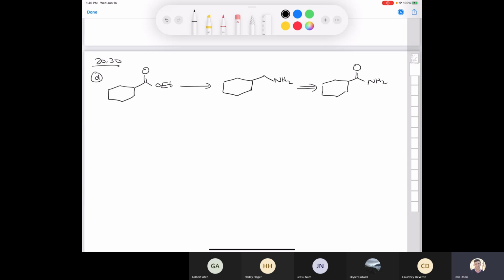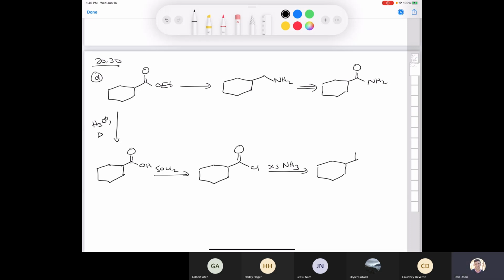So how do we make the primary amide? I say the first thing that we do is we hydrolyze this with aqueous acid. We heat it up. We make the carboxylic acid. Then we treat that with thionyl chloride. That gives us the acid chloride. We're almost home free, aren't we? We've got the acid chloride. Then we treat it with excess ammonia. That gives us the primary amide, like that. And then the last step is just going to be treatment with lithium aluminum hydride, followed by H2O. And there you have it.